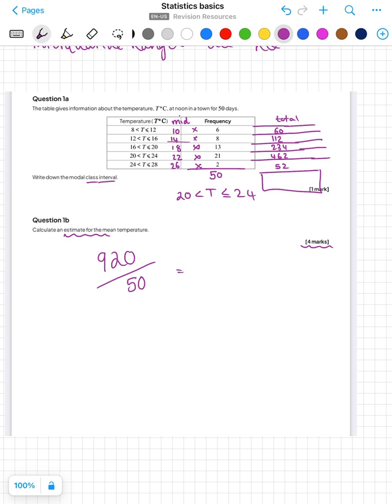Divide that by 50, 18.4. So our answer should be somewhere between 8 degrees, which is the lowest temperature, and 28 degrees. It's 18.4, that makes sense.